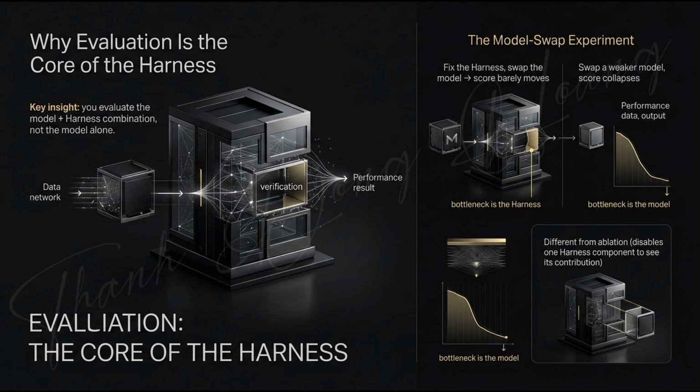One way to tell them apart is the model swap experiment. Keep the harness fixed and change only the model. If a stronger model barely moves the score, you've found a harness bug, not a capability gap. If a weaker model tanks the score, the model itself is likely the bottleneck. This is different from an ablation test, which disables one harness component at a time to isolate its contribution. Model swap tells you whether to blame the model or the harness. Ablation tells you which part of the harness matters.